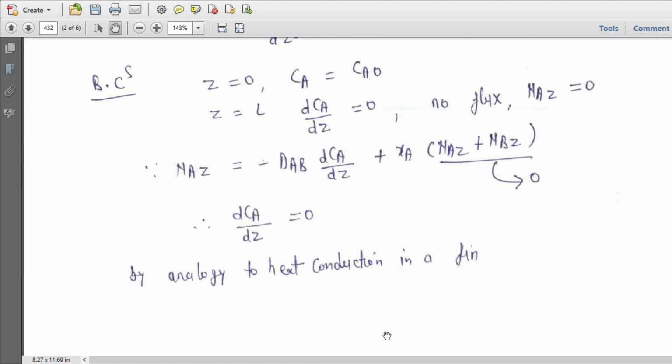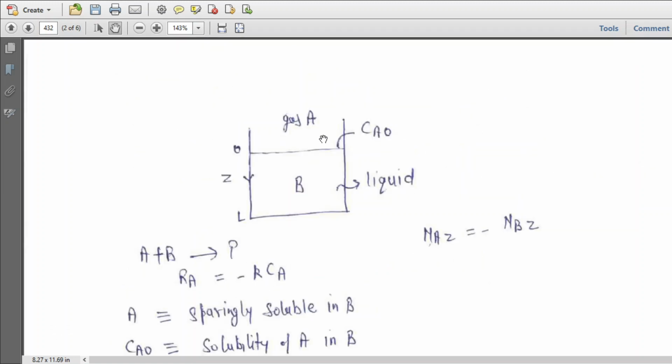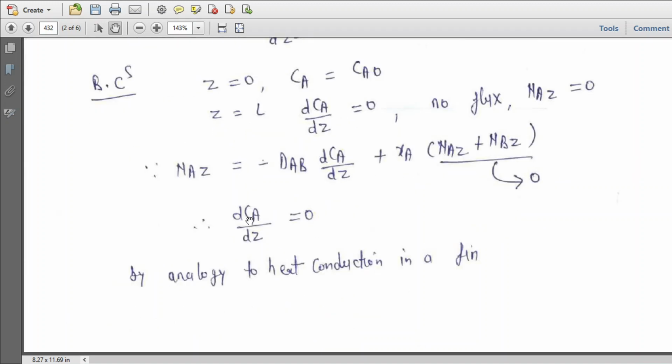Now the boundary conditions are that at Z equal to 0, CA is CA0 all the time. At Z equal to L, dCA upon dZ equal to 0, or you can say the flux is 0, because that is the boundary of the container. The boundary of the container is impermeable, so the flux would be 0. This is the no flux boundary condition here. So NAZ equal to 0.